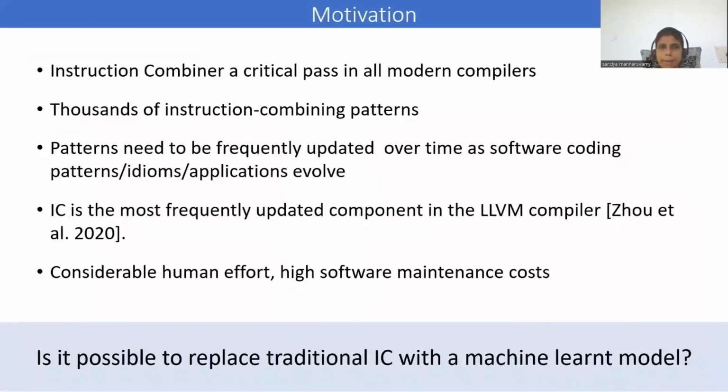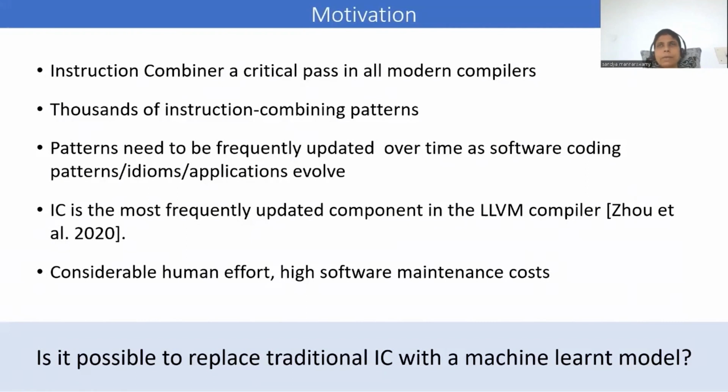As you know, instruction combiner is a basic and critical optimization pass in all compilers. Instruction combiner, or IC as it is known, tries to replace a sequence of instructions with an equivalent and optimized instruction sequence at the basic block level. Essentially, it takes the incoming instruction sequence and tries to match it against a set of pattern matching rules. Once a match is found, the corresponding target sequence replaces the source instruction sequence in that basic block. And there can be thousands of such instruction combining patterns.